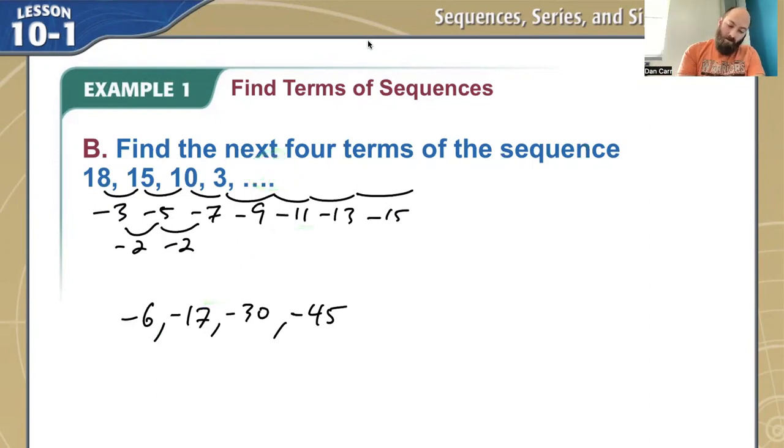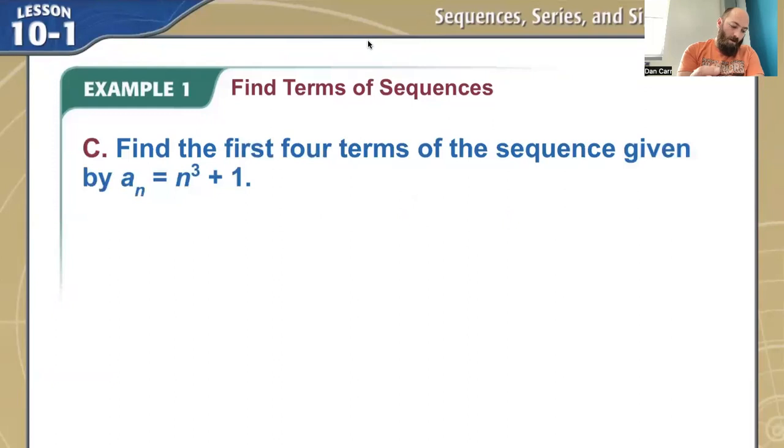Okay. Find the first four terms of this sequence given that a sub n is equal to n cubed plus 1. That's my rule right here. I want to find the first four terms, so I'm looking for a sub 1, a sub 2, a sub 3, and a sub 4. In this case, it's going to work like any other function. I'm just going to plug in my values.